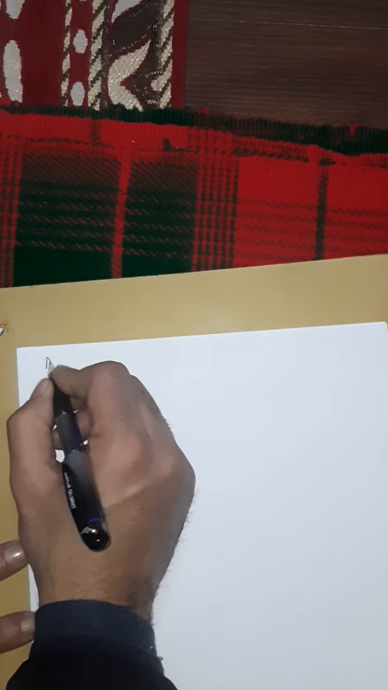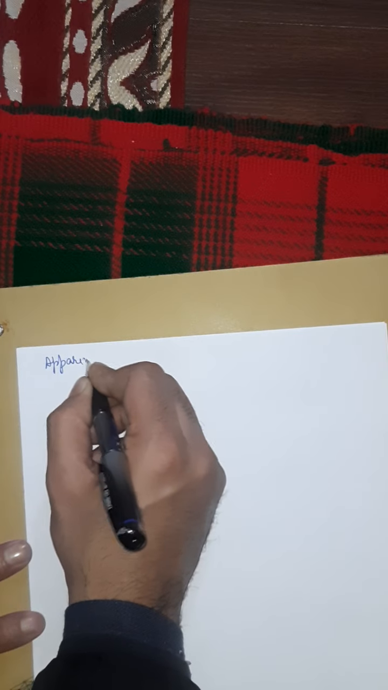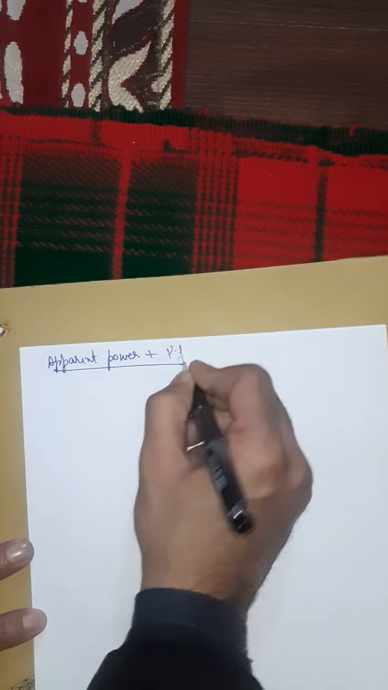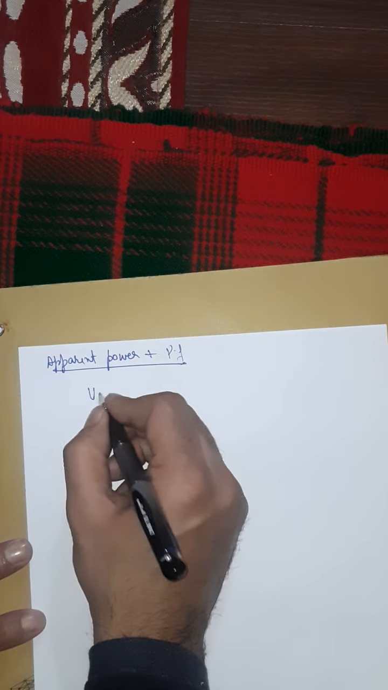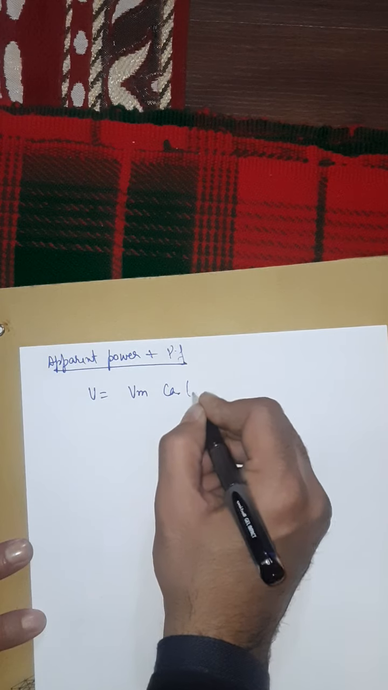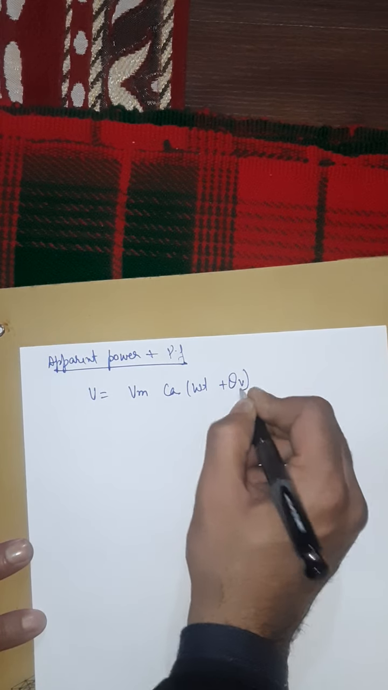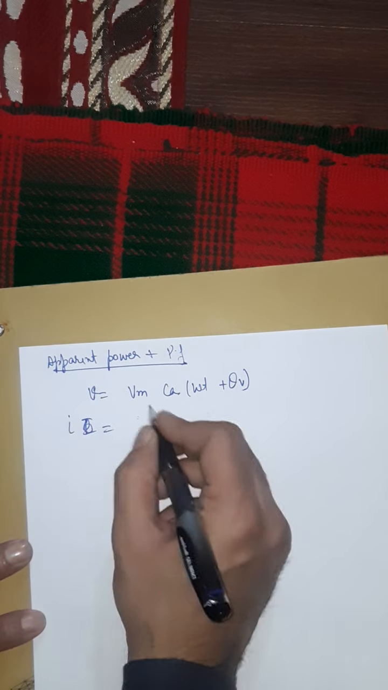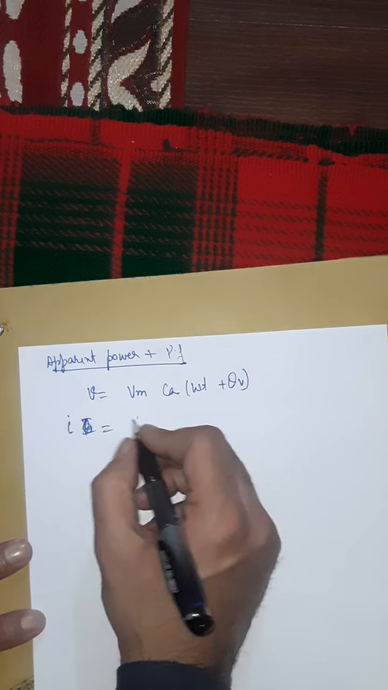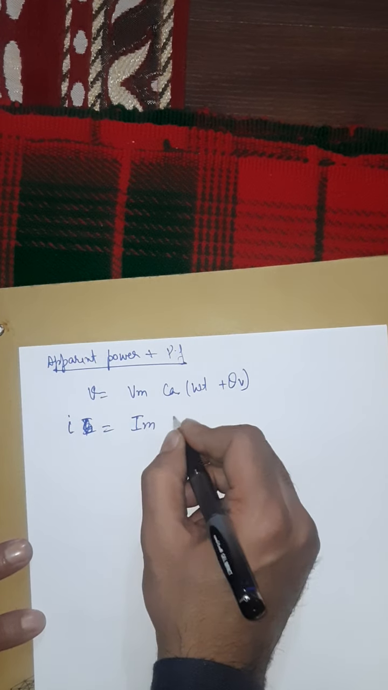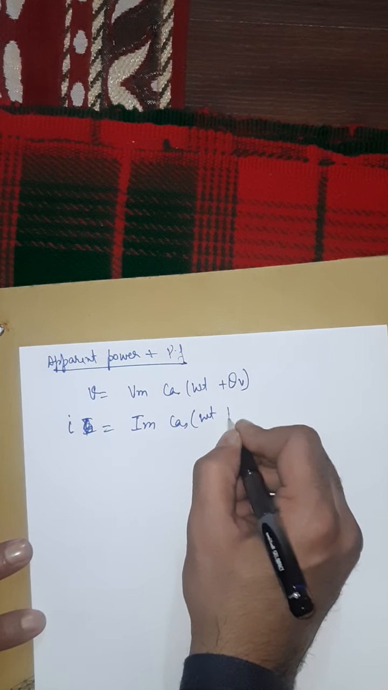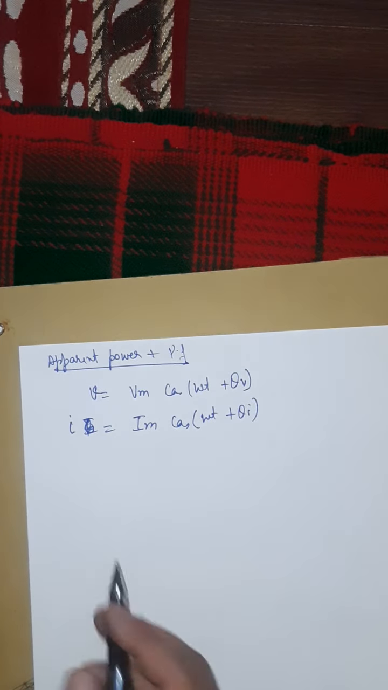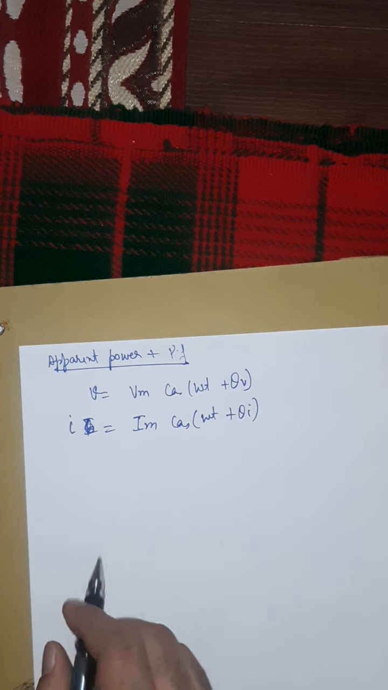So let us see what is apparent power and power factor. We know that v is nothing but Vm cos(omega t plus theta v), and i is nothing but Im cos(omega t plus theta i). Because these are sinusoids, they are represented by small letters, where theta v is the voltage angle and theta i is the current angle. They both have their own angles.